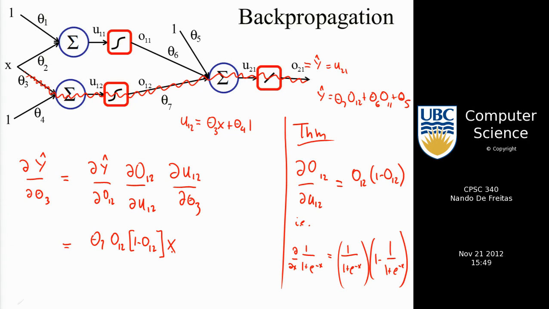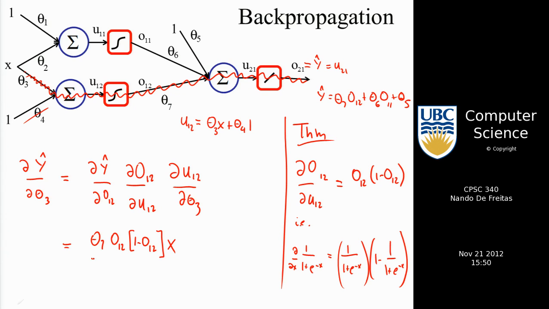And the rest of the derivatives is exactly the same thing. Okay, so you just follow the various paths. If you want it with respect to theta 4, it's going to be exactly the same thing, except instead of x, you're going to have a 1, because you're going to slightly change to this path. And then if you want the other two parameters, you need to follow the path through the upper neuron. And this will give you all the derivatives.